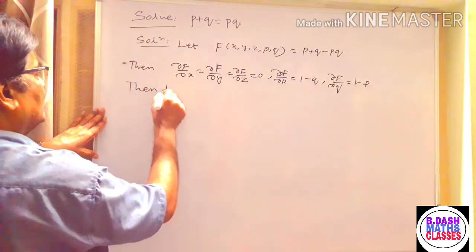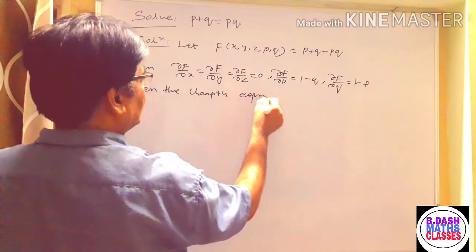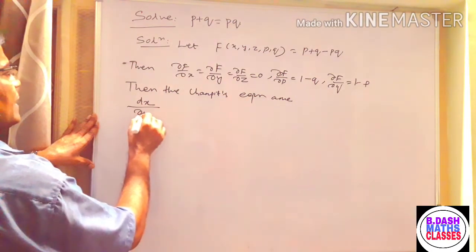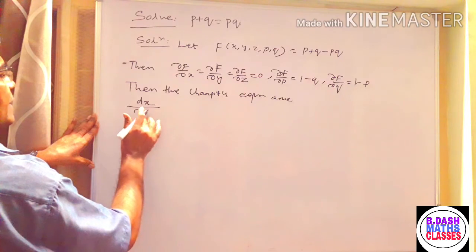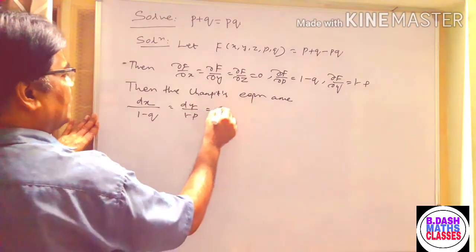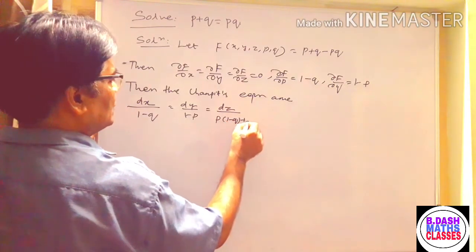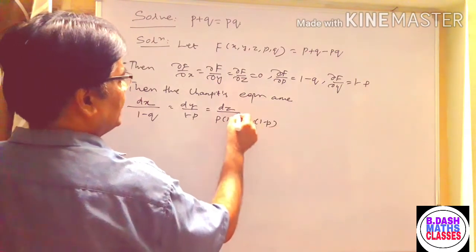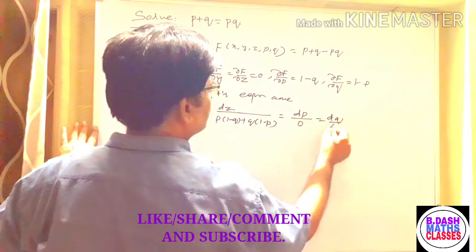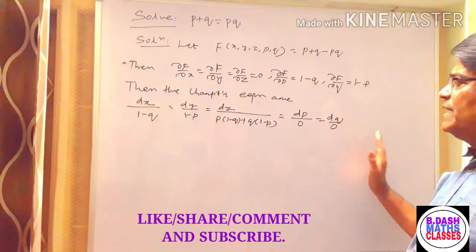Then the Charpit's equations in this case become dx by 1 minus q, dy by 1 minus p, dz by p into 1 minus q plus q into 1 minus p, and this is dp by 0, dq by 0, because here del f by del x is 0 and del f by del y is 0. So the Charpit equations give like this.